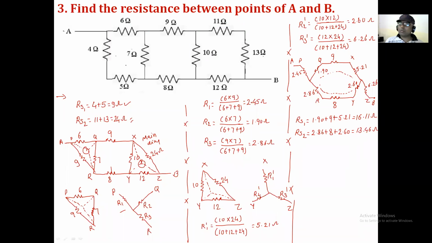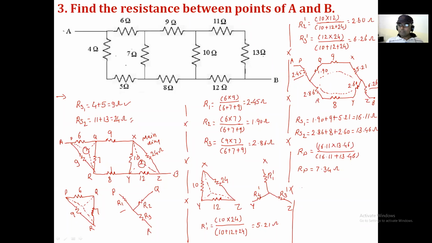Now how are these two, RS1 and RS2, connected to each other? Parallel. I say that RP is equal to product of the two branches, 16.11 multiplied by 13.46, divided by sum of the two resistors, 16.11 plus 13.46, which is equal to 7.34. Now this parallel resistance is connected to 2.45 and 6.26 how?